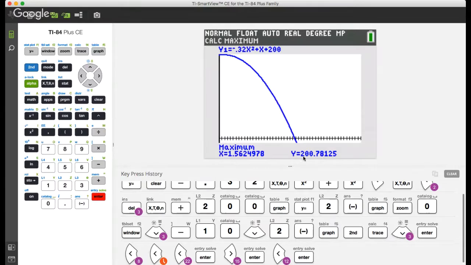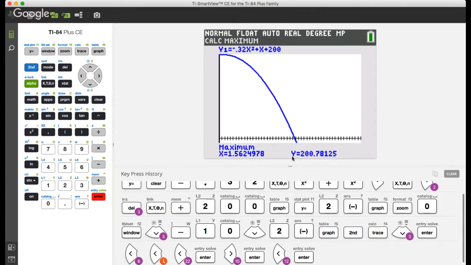Now remember that the y, or the height of the projectile, is represented on the y-axis. So when it asks the first question, how far from the base of the cliff is the height of the projectile maximum, the distance from the base would be 1.56, and we're talking in terms of feet. So 1.56 feet is the length from the base of the cliff to where the maximum exists. Now, the second question asks, find the maximum height of the projectile.